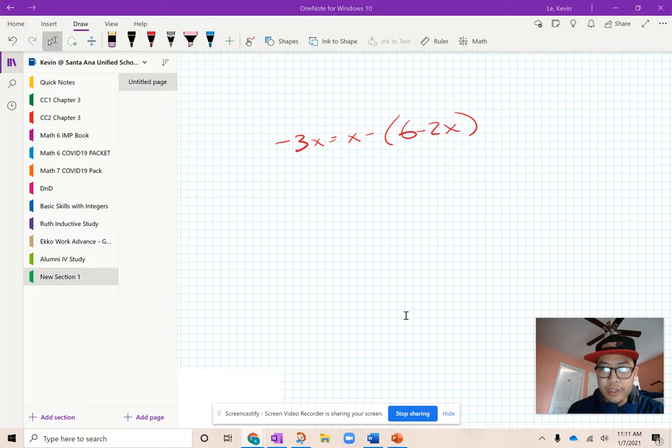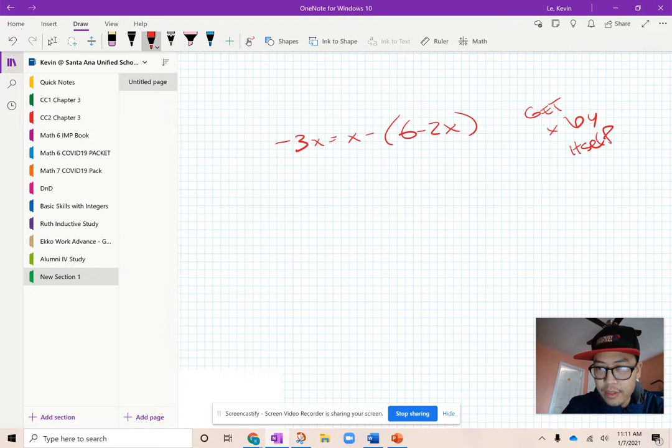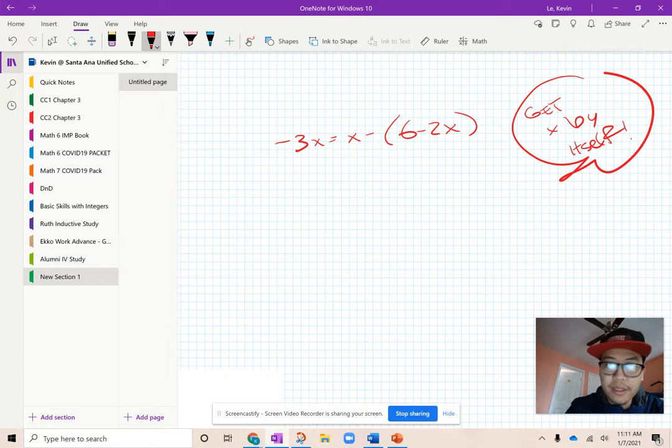So here's example number 2. Again, let's remember that the goal of solving linear equations is always to get x by itself. So get x by itself. That's the number one thing we're trying to do. Okay? So we got our problem right here. And so we got negative 3x equals x minus parentheses 6 minus 2x. So when we do this problem, again, we need to get the x by itself.